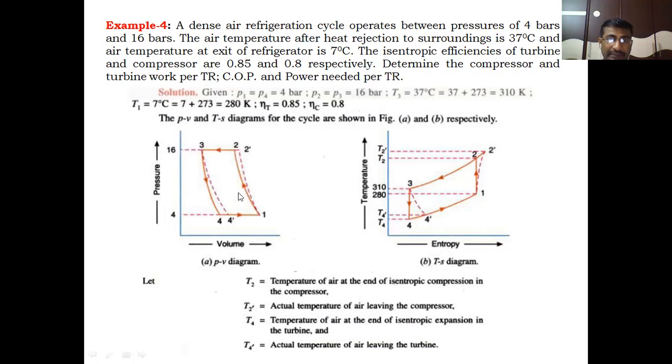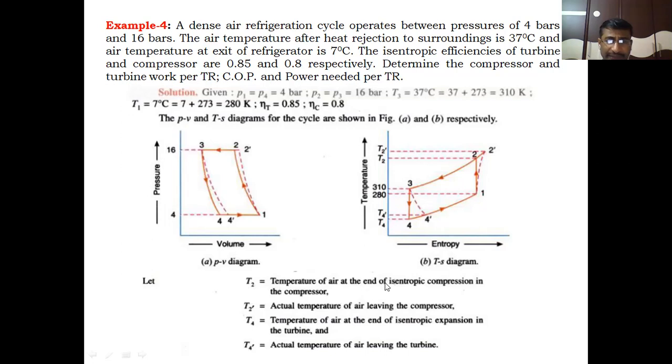These are the given TS and PV diagrams. The PV diagram is like this. 1-2', 3-4' is the actual cycle. 1-2-3-4 is the ideal cycle. Here also, 1-2-3-4 is the ideal cycle and 1-2', 3-4' is the actual cycle. This actual cycle will be drawn by considering the efficiency of the compressor and expander or turbine.